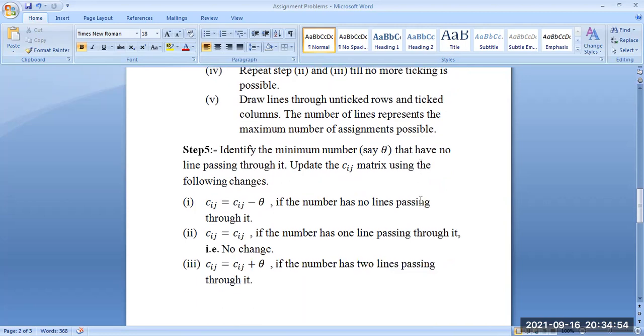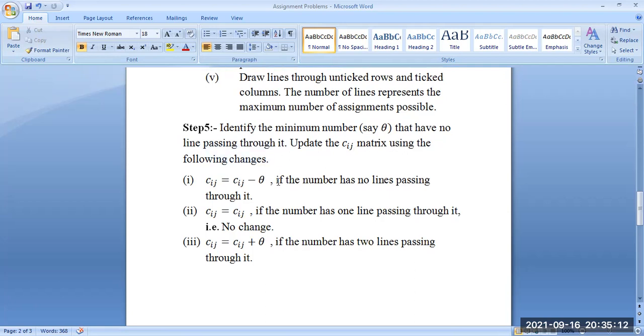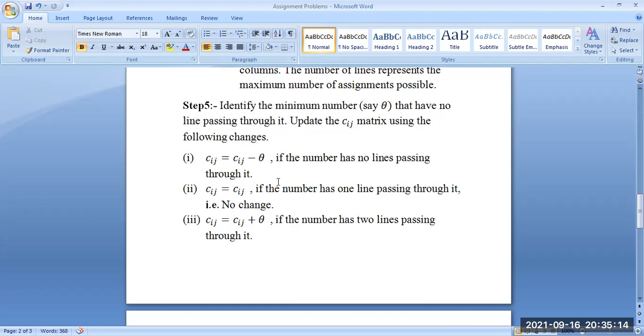Now after that, now come to step number 5. Identify the minimum number, say theta, that have no line passing through it. हम क्या करेंगे, मिनिमम नंबर ढूंढेंगे जहां से कोई लाइन पास नहीं हुई है, उस नंबर को हम थीटा नाम देंगे. Update the Cij matrix by using the following change. Now we update the matrix. कैसे चेंज करेंगे? Cij equal to Cij minus theta if the number has no line passing through it.